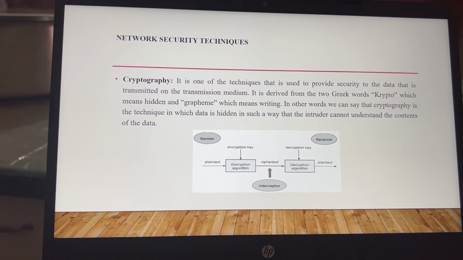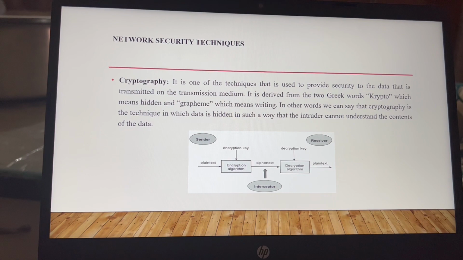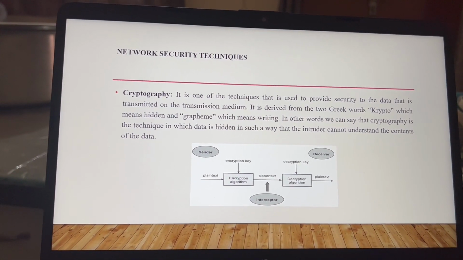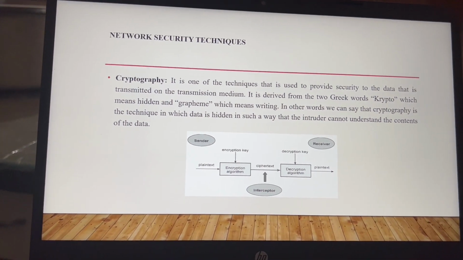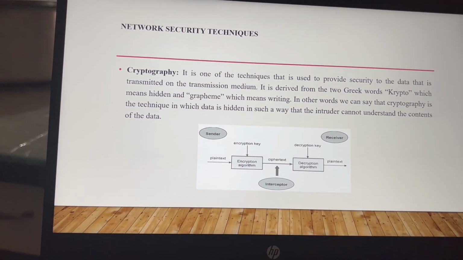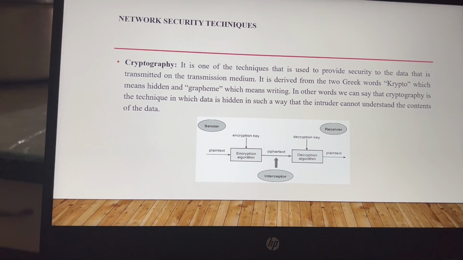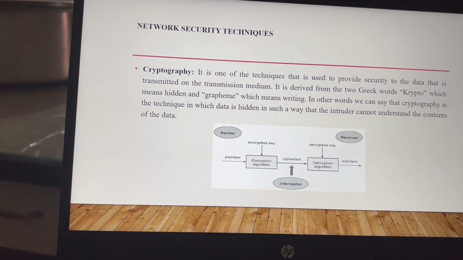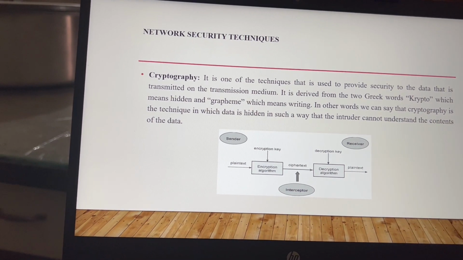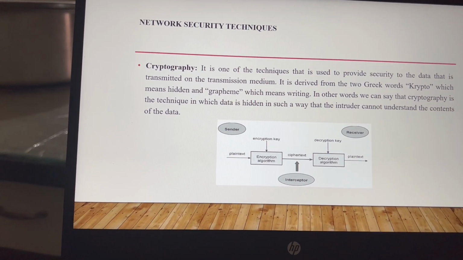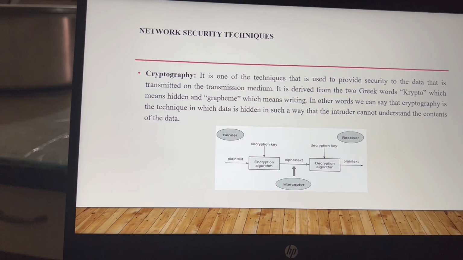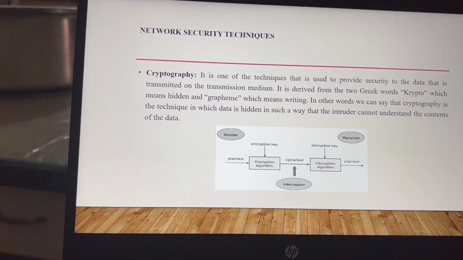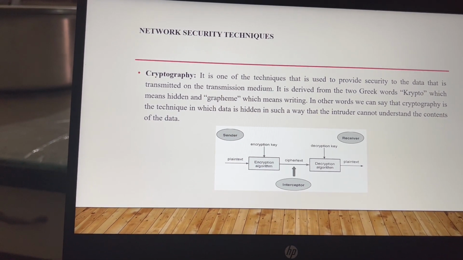This is a general diagram that shows how cryptography works. The sender first sends their data, and that data is converted into another form called cipher text with the help of an encryption key. After that, the cipher text is sent to the receiver. At the receiver end, the receiver has a decryption algorithm or decryption key with the help of which the receiver gets the original data.